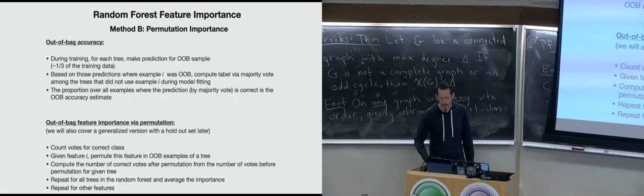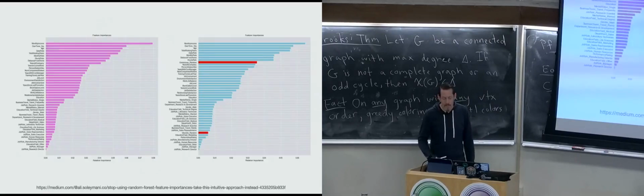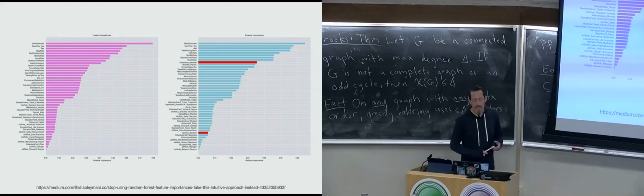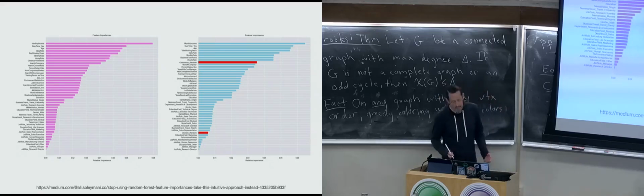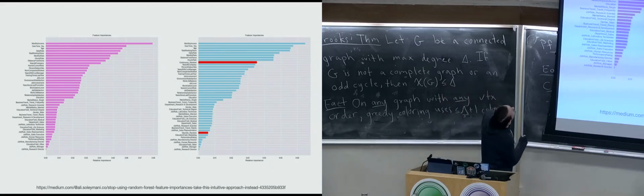Okay. So here's an example of feature importance. So this is the data set. Can you see this at all? Yeah, I can almost see it.